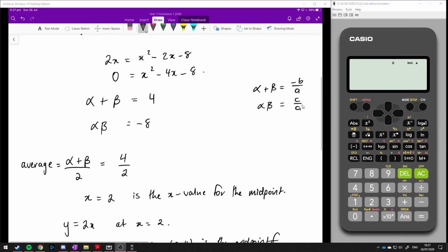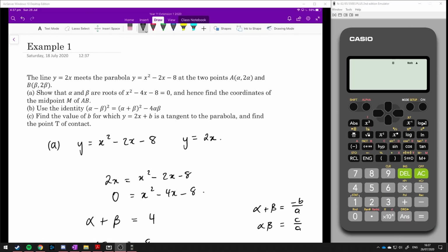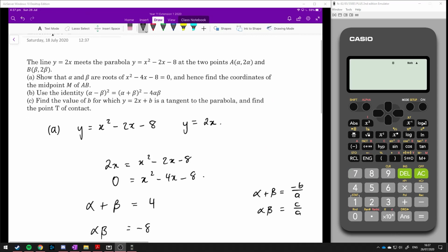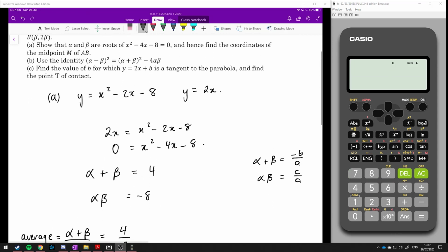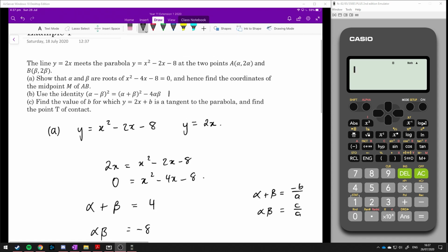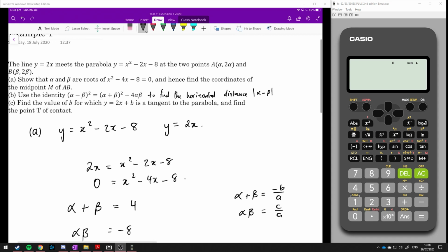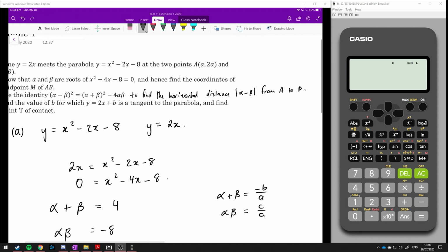Now, part B of this question says, use the identity alpha minus beta squared is equal to alpha plus beta squared minus 4 alpha beta. And there should be a second half of the question, which I didn't add in for some reason, which is to find the horizontal distance alpha minus beta from A to B.